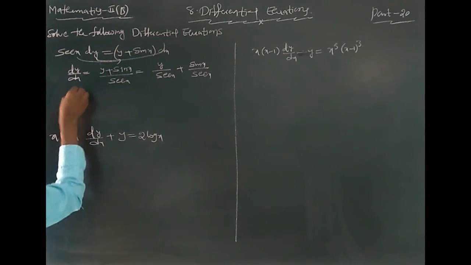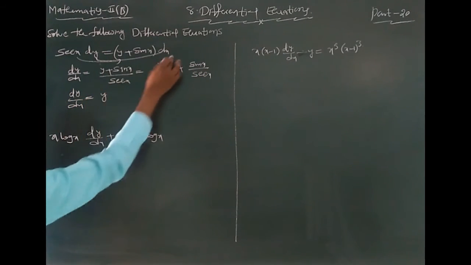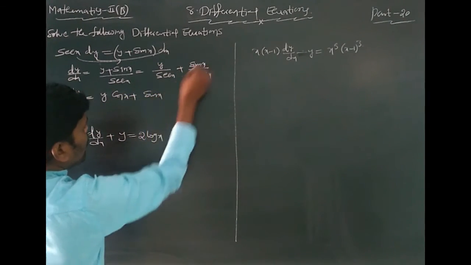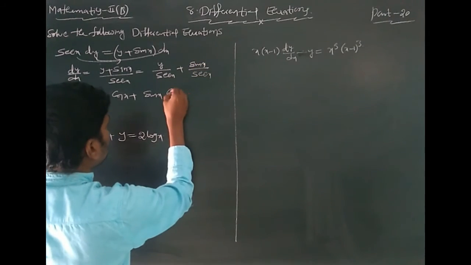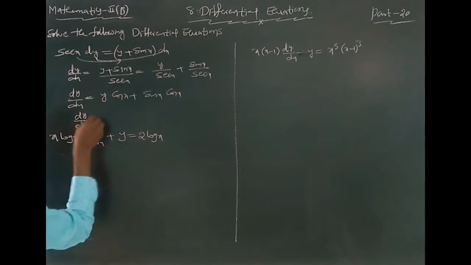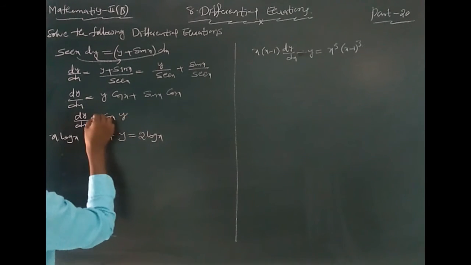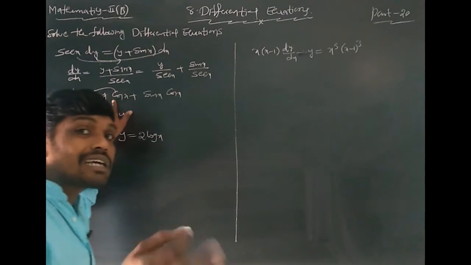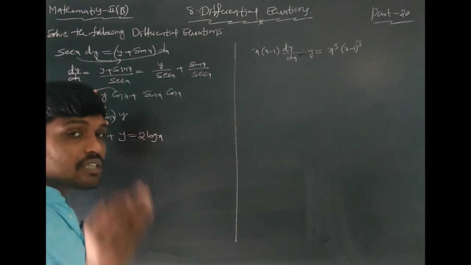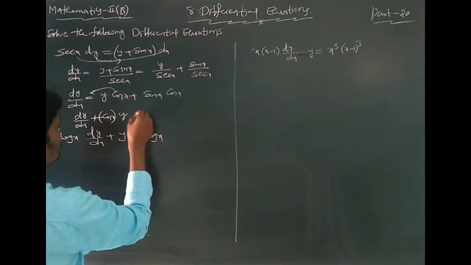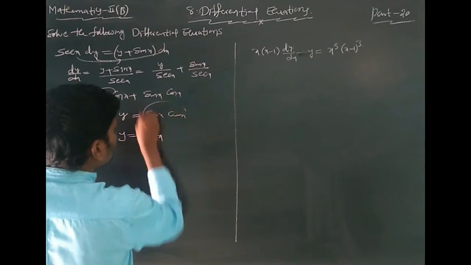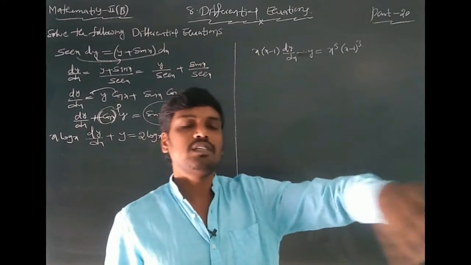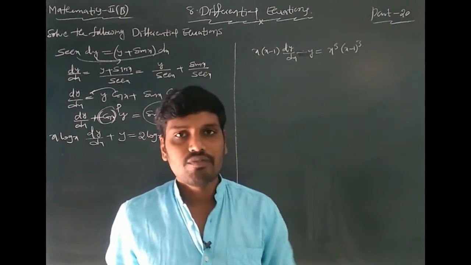You can write this as dy by dx is equal to y into 1 by secant, which is nothing but cos, plus sin x into 1 by secant, once again cos. So sin x into cos x. dy by dx minus cos x into y, moving this value to the other side, minus cos x into y. So dy by dx minus cos x into y is equal to sin x into cos x. This value is q, this value is p, this is dy by dx plus p y equal to q form. After that you can find the integrating factor, and after that you can find the solution.